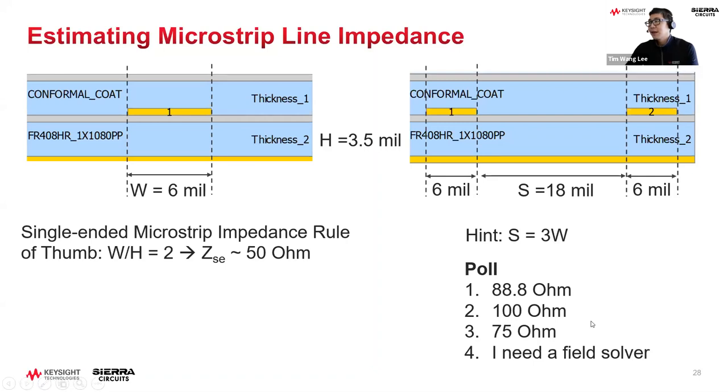And we can start another minute. I'm gonna monitor chat. So the hint is the spacing is 3 times the trace width, meaning that they're not really coupled. So feel free to enter in chat what your thought is on this specific setup. Let me see if I can pull up chat real quick.